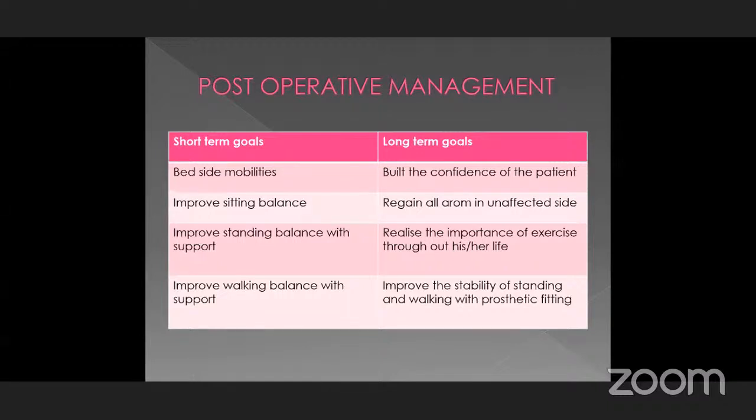And if we cannot do all the free exercises on the affected side at first itself, we have to give those exercises to the unaffected side, as well as the upper limb. Realize the importance of exercise throughout the limb. Improve the stability of standing and walking with the prosthetic fitting. It's a main important thing.